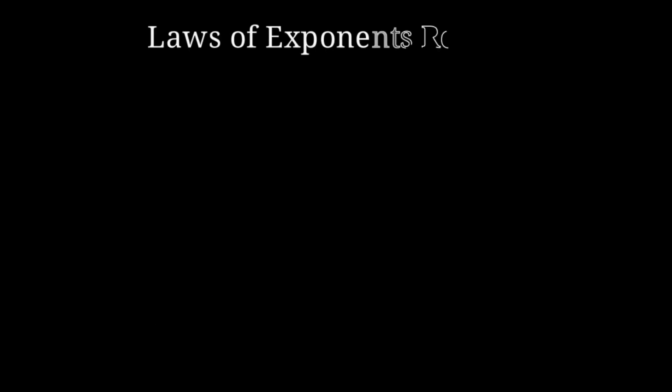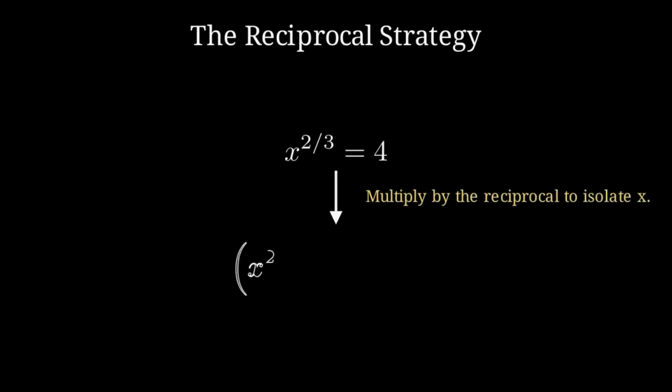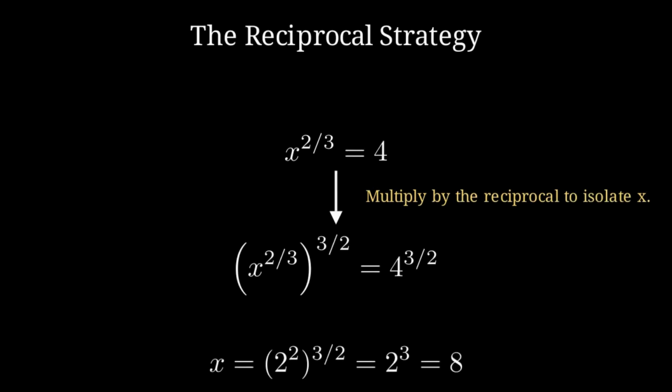Before we solve equations, remember that fractional exponents follow the same rules as integers. When multiplying powers with the same base, we add the fractions. When raising a power to another power, we multiply them together. To solve for x, our goal is to make the exponent equal to 1. We achieve this by raising both sides of the equation to the reciprocal of the current exponent. In this case, 3/2 cancels out the 2/3.